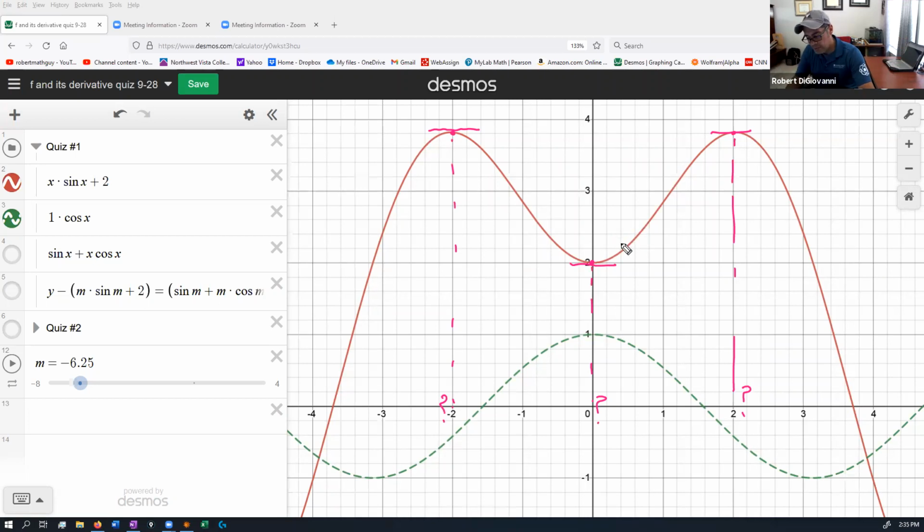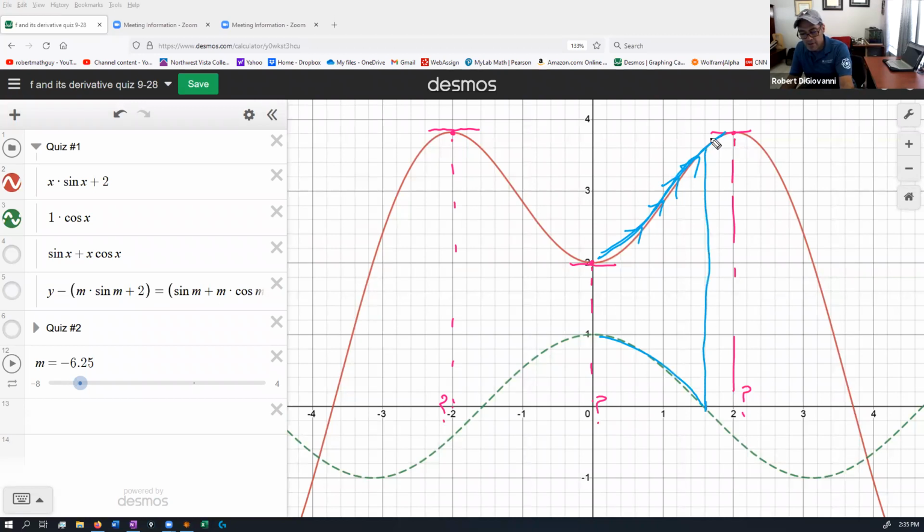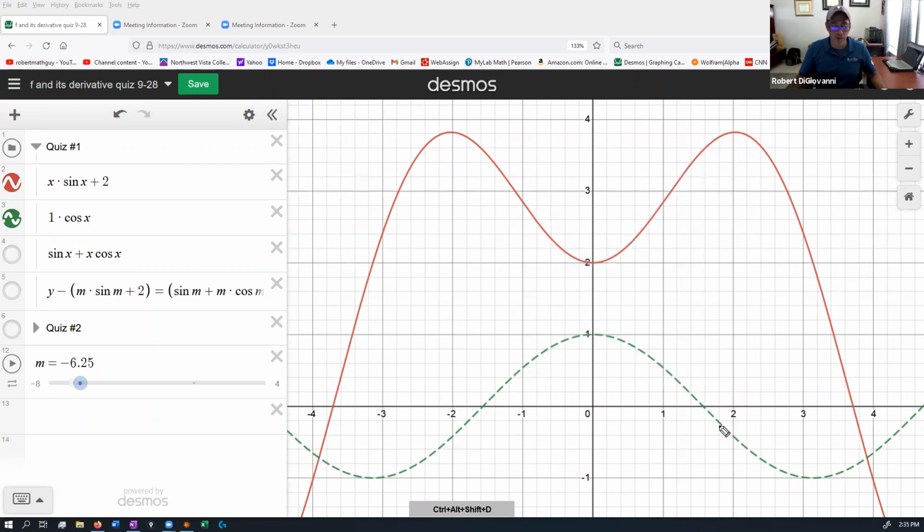If I analyze what's going on right here, my original function's going up, right? So my derivative should be what here? Above the x-axis. Okay, it is until right there. But right here, do you see? I should still have positive answers here, but I'm getting negative now. This function's all out of whack. It's not correct. You see? It's not correct. Now, what is the correct answer?